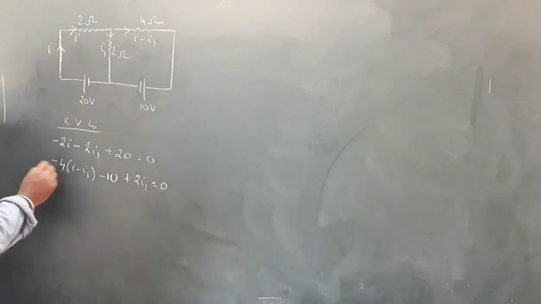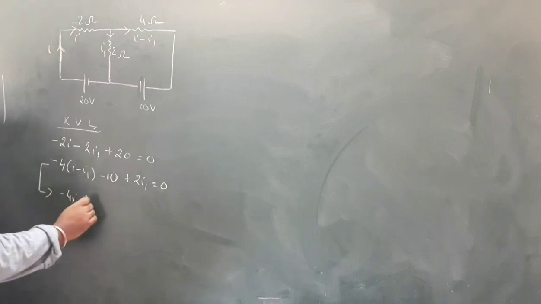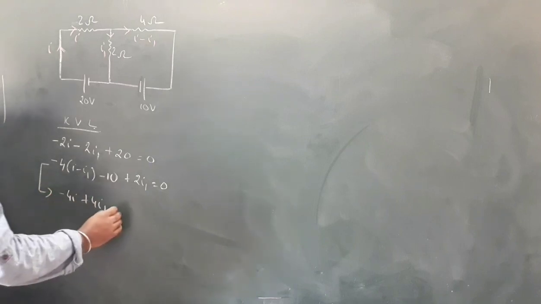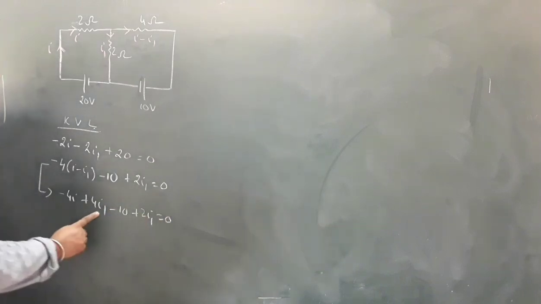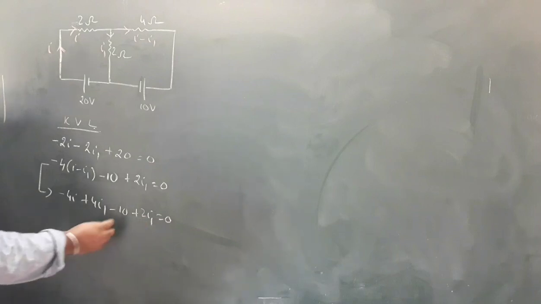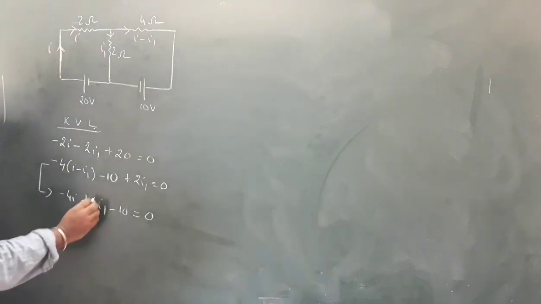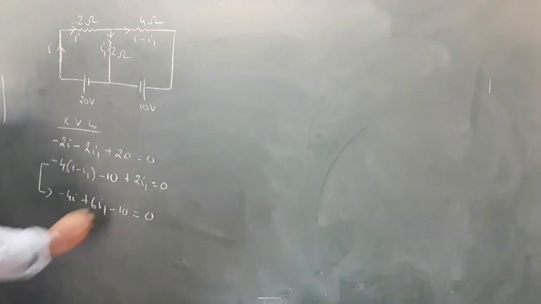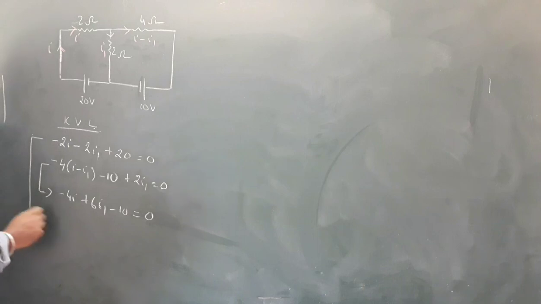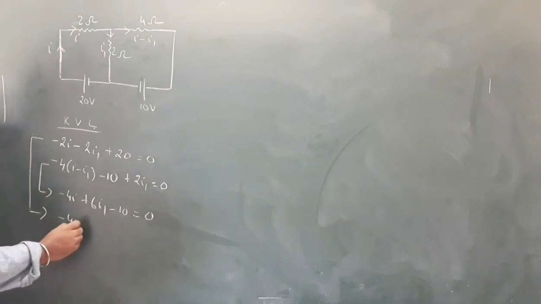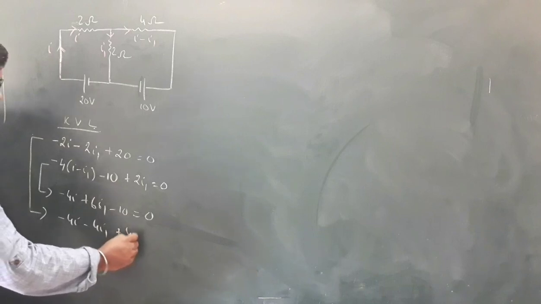Now on simplification, this becomes minus 4I plus 4I1 minus 10 plus 2I1 equal to 0. So 4I1 and 2I1 can be written as 6I1. Now if I multiply the first equation by 2, I will get minus 4I minus 4I1 plus 40 equal to 0.